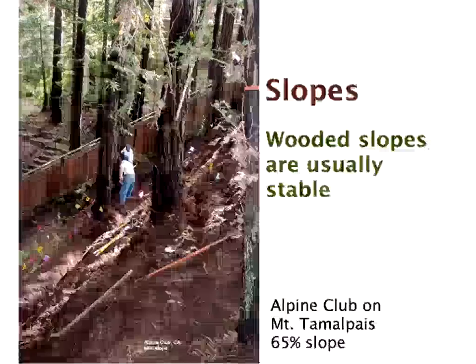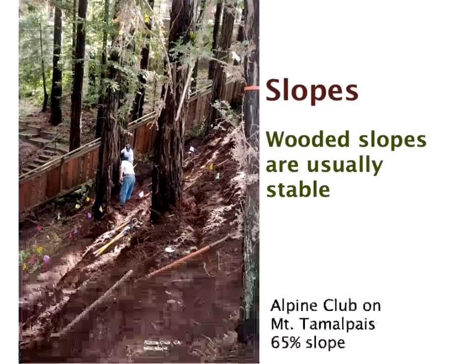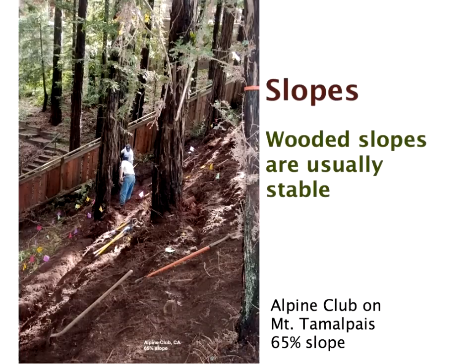Okay, slopes. We have no limitation on slopes. The regulators have limitation on slopes. But with a drip system, there is no reason whatsoever that you can't tackle any slope. Most of the slopes we work with tend to be wooded, and they're stable just because they're wooded. This is Mount Tamalpais, not far from San Francisco, with a 65% slope.